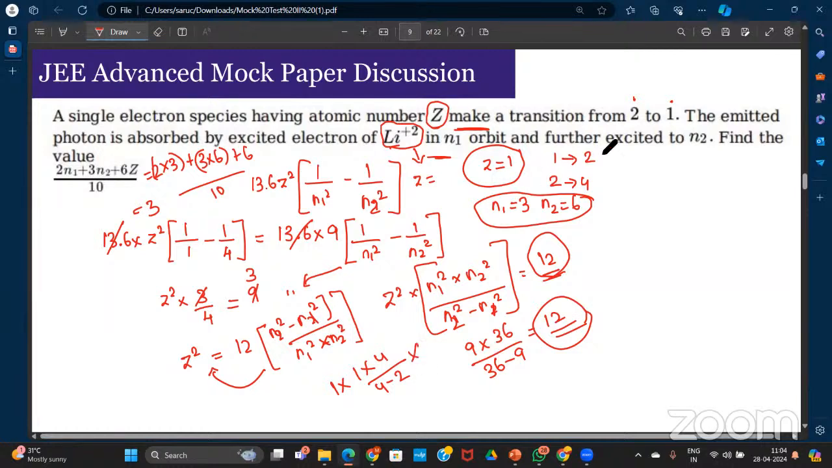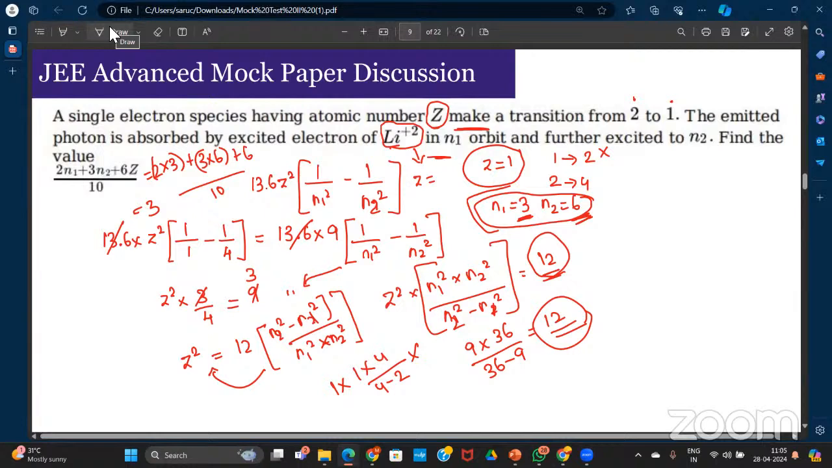In the same way, when I put n1 as 3 and n2 as 6, then I'm getting the value as 12. So therefore this one is fixed. You have to assume and find it. Got it, Ankush? Got it, everyone? Because we don't have any other way to solve, hence we are finding it this way.